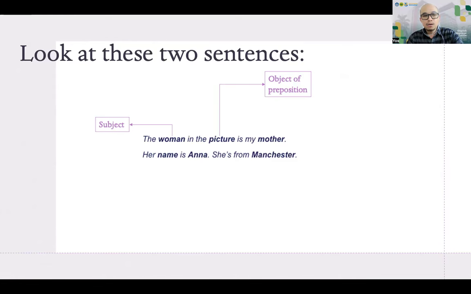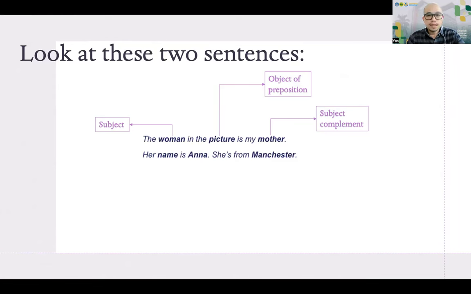And the last noun in the sentence is mother. Mother here occupies the position of subject complement. Why is that? Because the word mother gives more information about the subject, woman. Who is that woman? The woman is my mother. So mother gives more information about the subject woman. That's why we call it subject complement in this sentence.